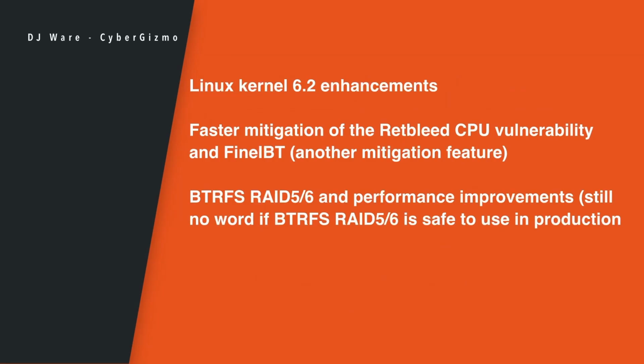This also uses the Linux kernel 6.2, and so it has all of the same enhancements that Fedora 38 has. So if you saw the video on 38, then I'll cover this for those of you that didn't watch that. In the 6.2 kernel, there's faster mitigations for the Retbleed CPU vulnerability, and FineIBT. That's another mitigation feature. Btrfs has had additional performance improvements for both RAID 5 and RAID 6, but there's still no word in the kernel notes whether or not RAID 5 and 6 is safe to use in production.